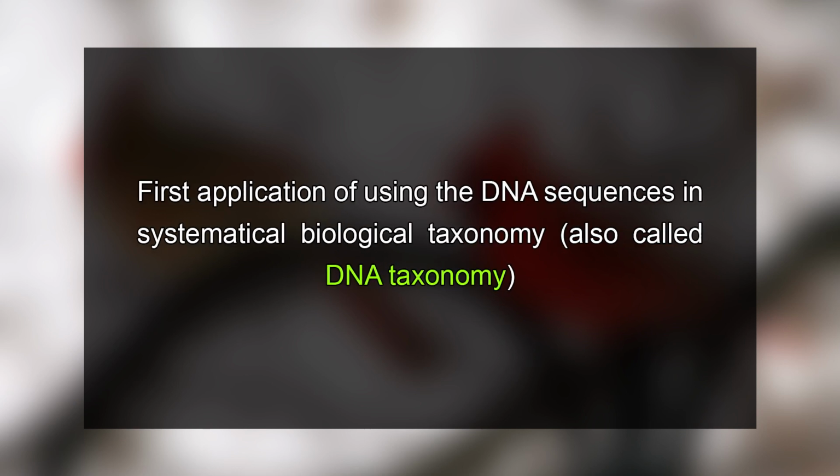Biological taxonomists apply this principle to species classification. The first application of using DNA sequences in systematic biological taxonomy, also called DNA taxonomy, was conducted by Tautz, and then Hebert proposed the concept of DNA barcoding. This approach has some disadvantages: the genome fragments are very difficult to obtain and are relatively conservative and have not enough variation.